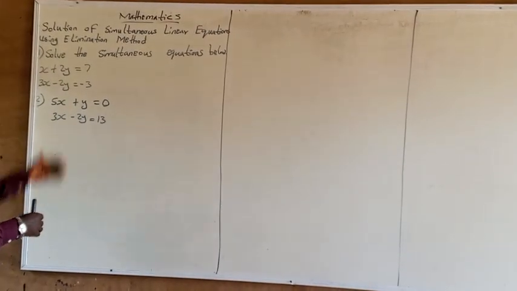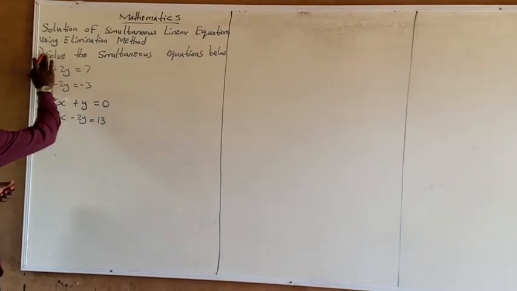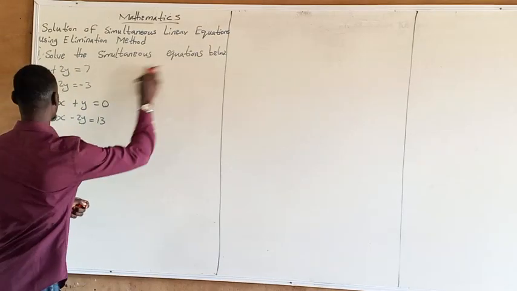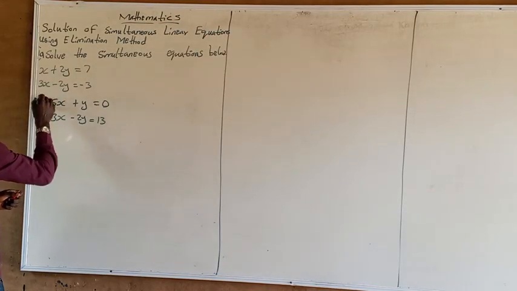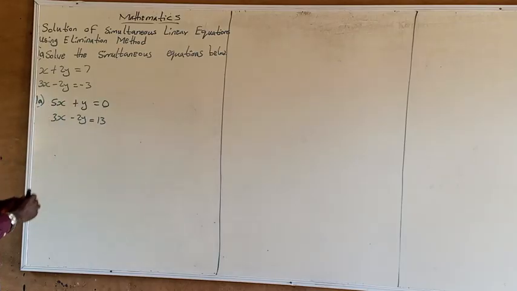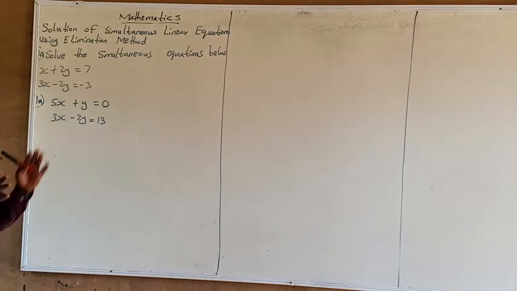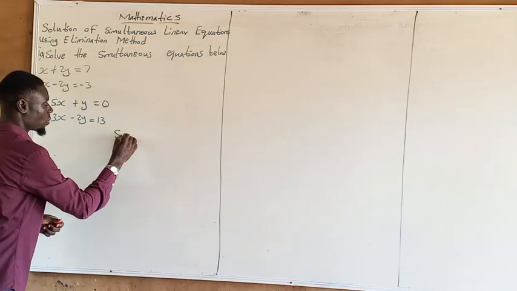So we have two questions here. Number one, solve the simultaneous equations below. Let's say this is 1A and this is 1B. We want to solve these two different equations using the elimination method. All right, let's get started. We say solution.